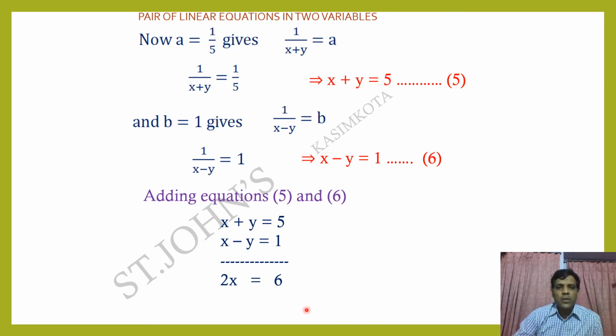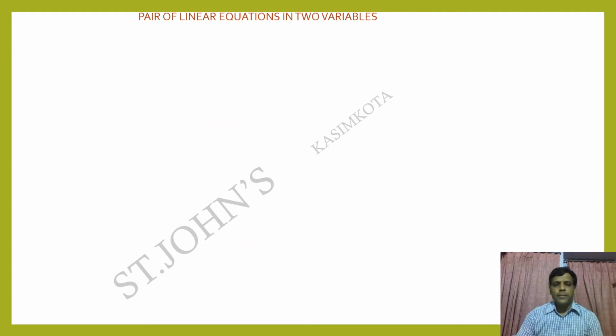2 ones are 2, 2 threes are 6. So what is the value of x? x equals 3. Therefore, x equals 3. Now we already got the x value, x equals 3.